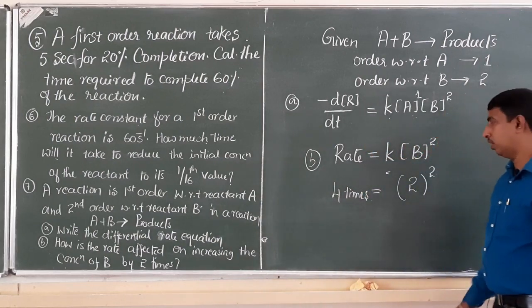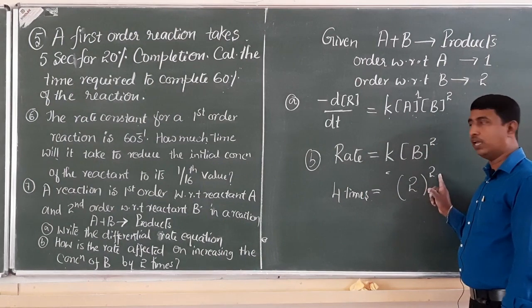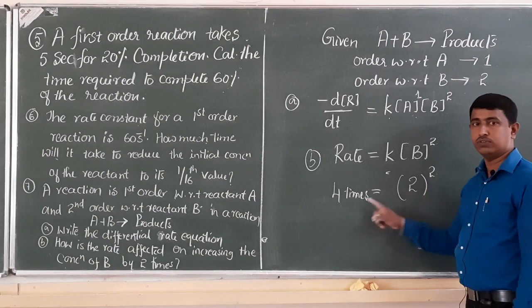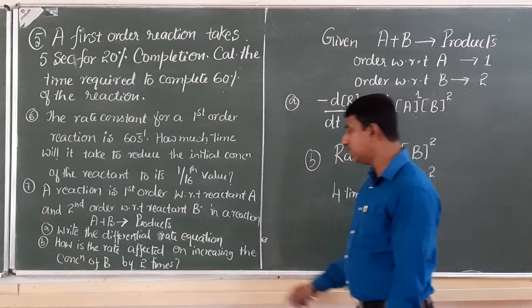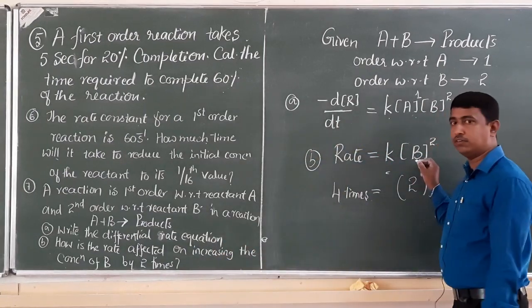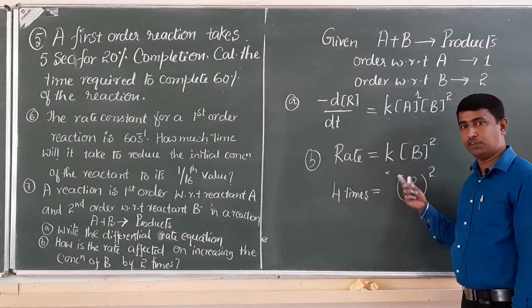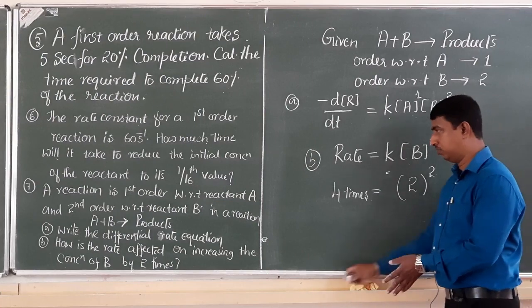So the rate increases by 4 times. The concentration of B is doubled, so 2 to the power 2. The order with respect to B is already given as 2. So 2 to the power 2 is equal to 4. So rate increases by 4 times on increasing the concentration of B by 2 times. So rate increases by a factor of 4 on increasing the concentration of B by 2 times.